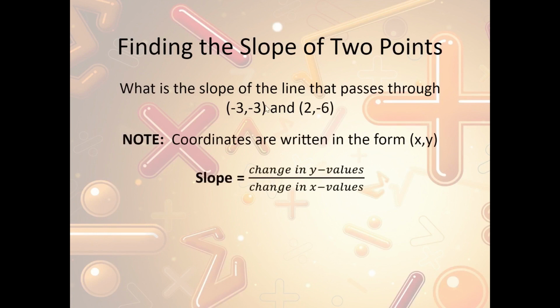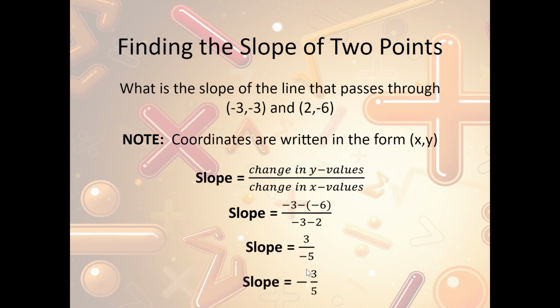So I'm going to calculate that by subtracting my y values first, so negative 3 minus negative 6. And then I'm going to subtract my x values, which is negative 3 minus 2. When I simplify, this really becomes plus positive. So negative 3 plus 6 is 3, and negative 3 minus 2 is negative 5. So it's 3 over negative 5, which is just negative 3/5.